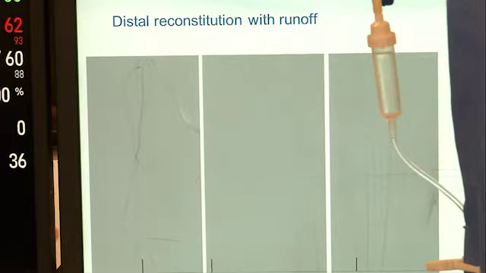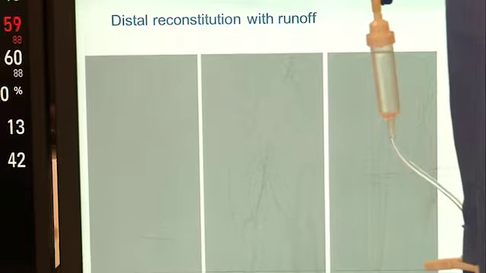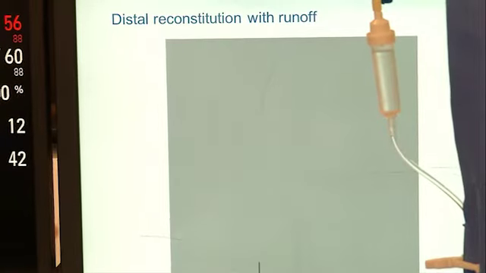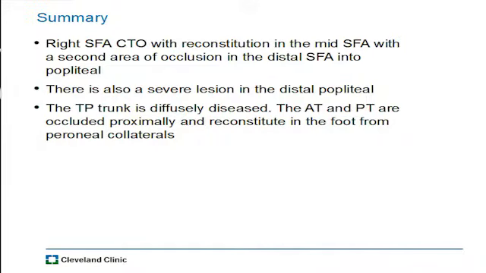And as you can appreciate on the far right, occluded AT-PT with patent peroneal to the ankle. Next slide, we'll see the foot. Next slide, please. So this is the runoff to the foot, and he has that peroneal to the foot with AT and PT reconstitution from collaterals. Next slide. So in summary, he has a right SFA CTO with reconstitution in the mid SFA and a second area of occlusion in the distal SFA into the popliteal. There's also a severe lesion in the distal popliteal, and the TP trunk is diffusely diseased. The AT and PT are occluded proximally, reconstitute in the foot from peroneal collaterals.